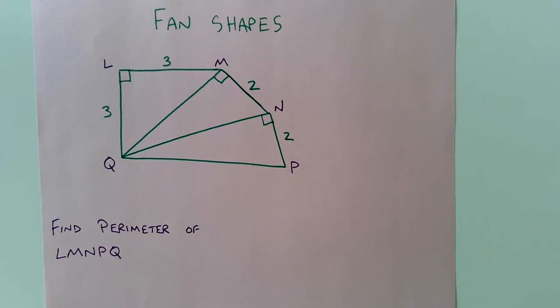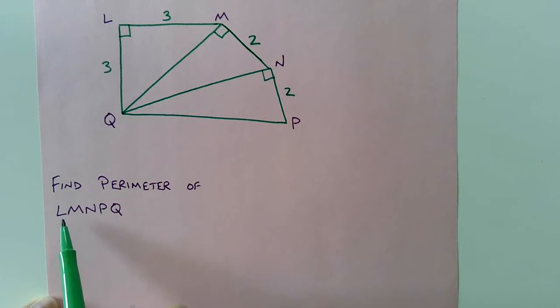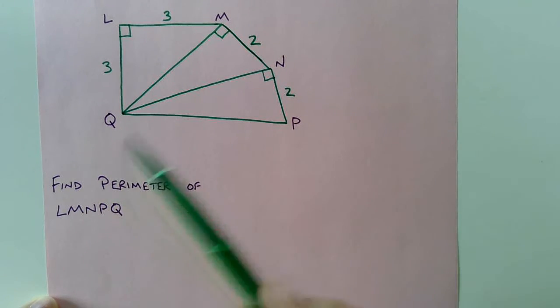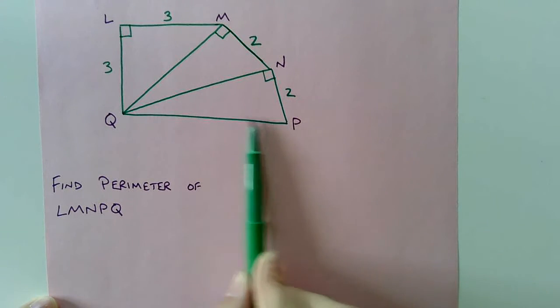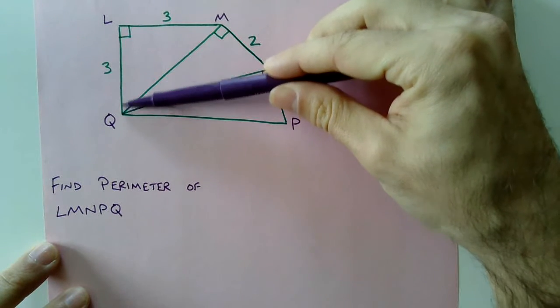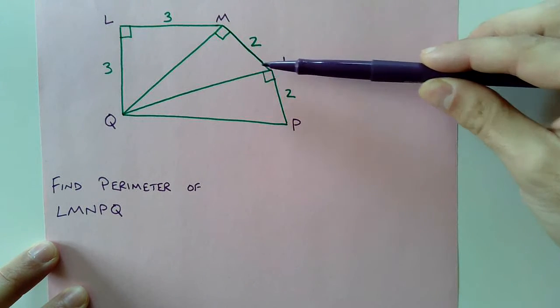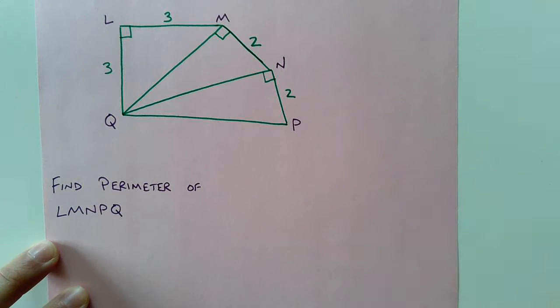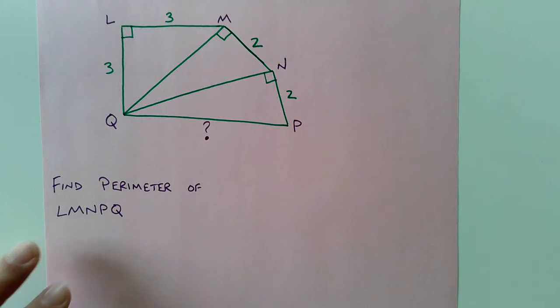The question we're going to ask ourselves is: find the perimeter of LMNPQ. So I want to find the perimeter of this composite shape, the shape made up of those three right triangles. Ultimately, if I want the perimeter, I have this side already, this side already, this side already, and this side already. So what I'm looking for is that final length, P to Q.